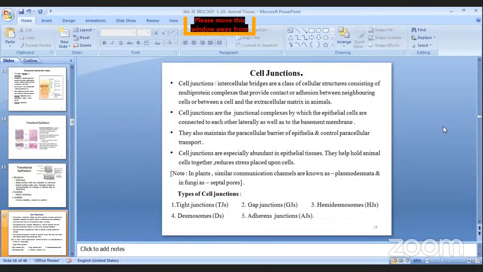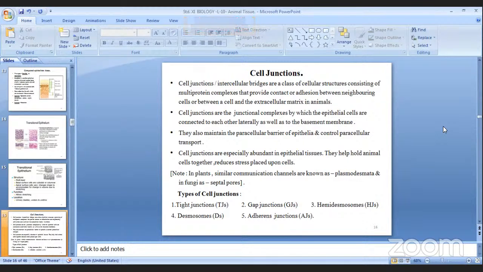They also maintain the paracellular barrier of epithelia and control paracellular transport. What is this paracellular transport, student? The material that moves from one cell to another, or the substances moving from one cell to another. That is the paracellular transport.